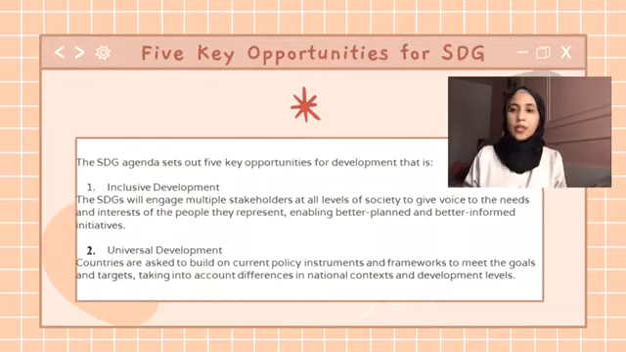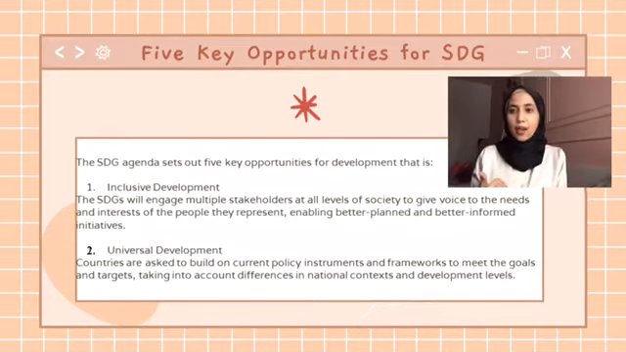Next, we will be focusing into the 5 key opportunities set out by the SDG agenda. The first one is inclusive development. In this opportunity, the SDG will engage multiple stakeholders at all levels of society to give voice to the needs and interests of the people they represent, enabling better planned and better informed initiatives. So basically, all stakeholders will be acting in collaborative partnership in order to make this agenda of the SDG into a success. The main thing is that no one is left out and no one is left behind.